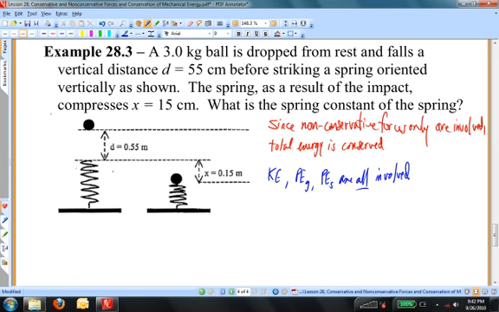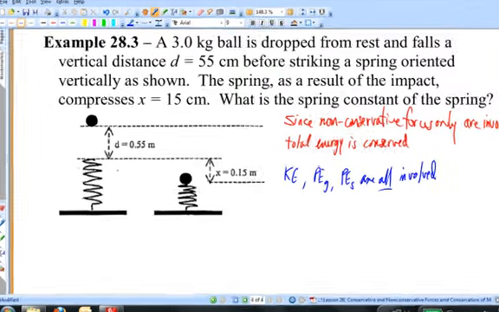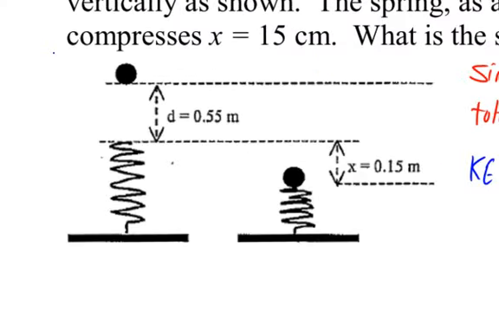Are there some strategic places where only one type or the other is involved? And I would suggest yes, there are some strategic places. There are 2 of them. One is at the very top and the other is at the very bottom. Since the ball is dropped from rest, there's no kinetic energy involved, and the spring's at its natural length. So at the very top, the only game in town is going to be gravitational potential energy.